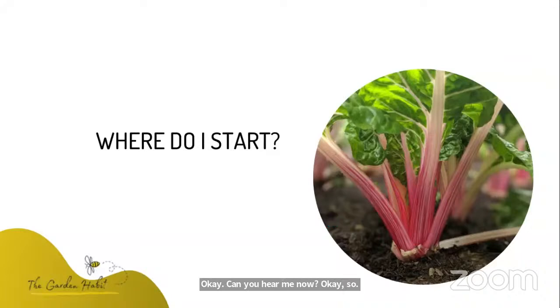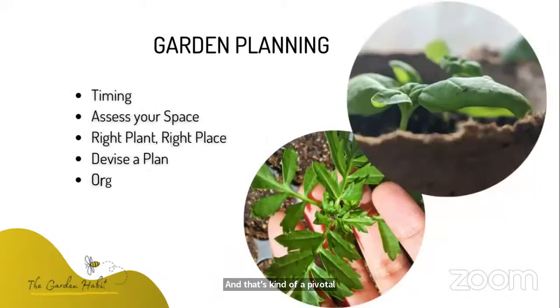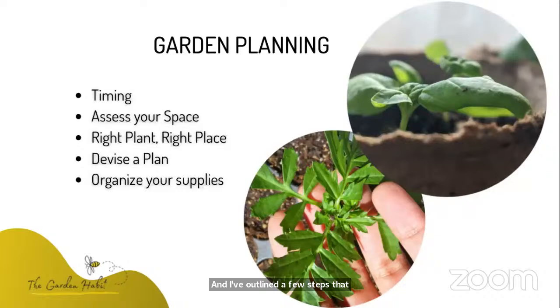Okay, so where do I start? That's a pivotal question that a lot of intermediate or beginner gardeners ask themselves. And I've outlined a few steps that are going to help you through this process. So timing is really crucial: timing when it comes to seasonal cycles with weather patterns and learning some key garden terms, but also planning a garden plan month to month. Assessing your space. We're going to do an exercise where we answer a few key questions that will help us understand what to grow in our space.